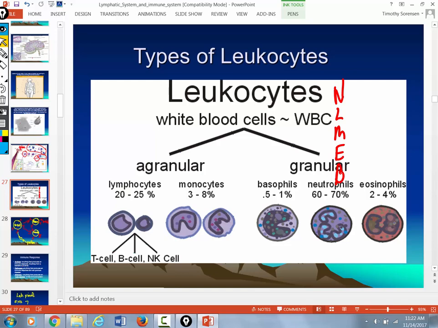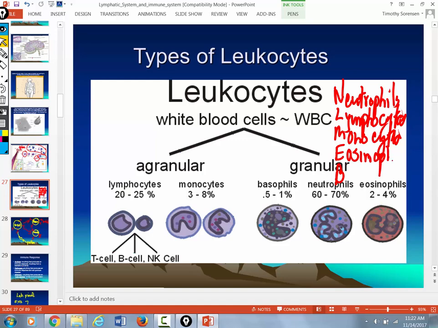So the different types of white blood cells are neutrophils. They're the most numerous. Then you have the lymphocytes. I'll explain more about that. Then you have monocytes. Then you have eosinophils. And then you have basophils. So most numerous to least numerous. All right? How many people are following this?